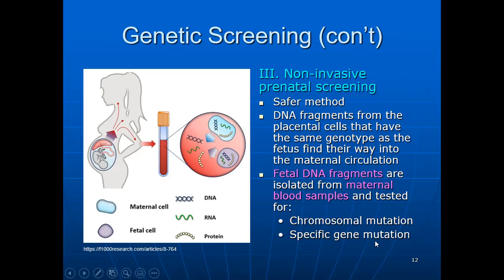Okay. Specific gene mutation means you want to look for cystic fibrosis, Huntington disease, all these things. So you have to use the probe for that mutant allele to see whether this fetus has this genetic disease or not.